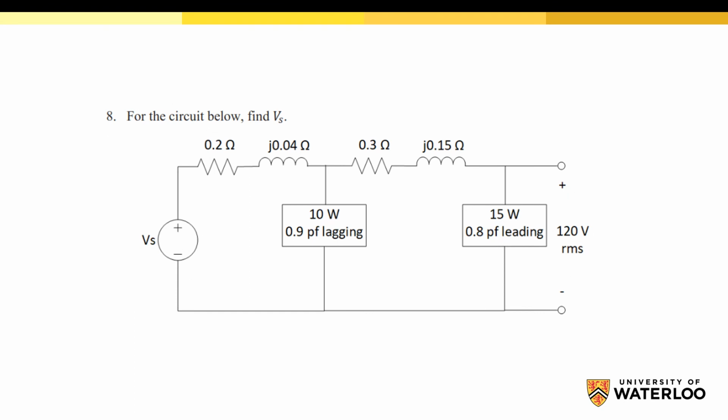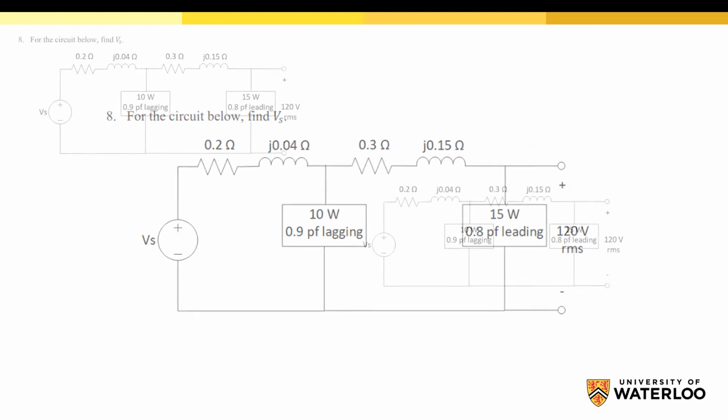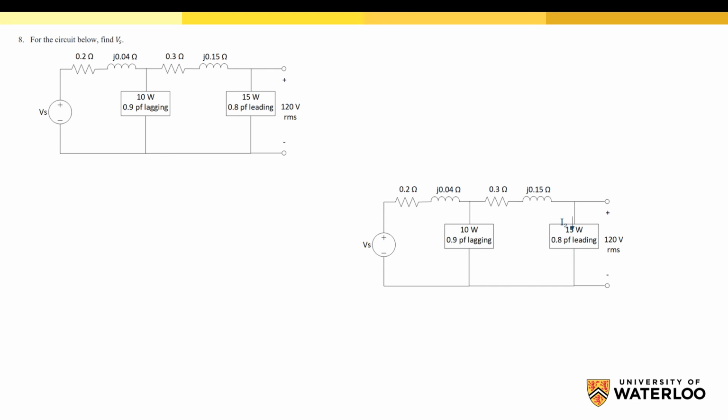Now for this circuit, calculate Vs. We have two loads and two impedances here, and the voltage across this load is given. So we can start by calculating the current passing through this load, I2. So we can calculate S, and S equals V I conjugate, and then we can calculate the current passing through this load because we know the voltage across this load. This current I2 is passing through this impedance too.